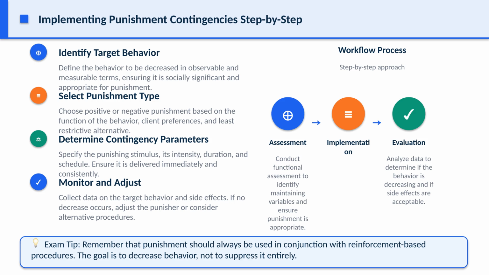Then, determine contingency parameters. Specify the punishing stimulus, its intensity, duration, and schedule, and remember that immediacy and consistency are critical for effectiveness. A delayed punisher weakens the contingency. Finally, monitor and adjust by collecting data on the target behavior and any side effects like aggression or escape. If no decrease occurs, you must adjust the punisher or consider alternative procedures. The exam emphasizes that punishment alone is rarely sufficient and should be paired with reinforcement for alternative behaviors. This step-by-step framework ensures ethical, data-driven decision-making.